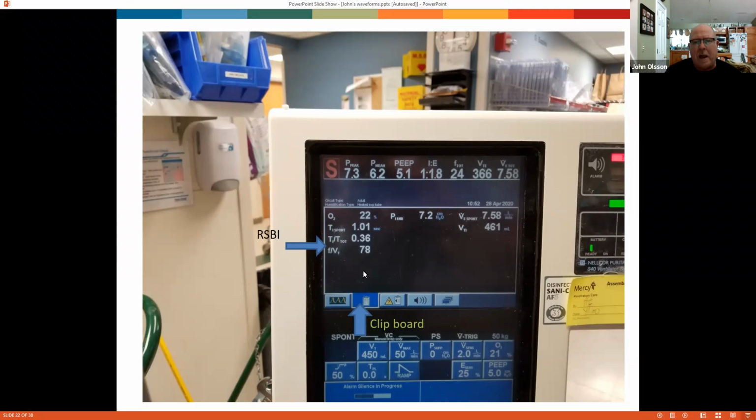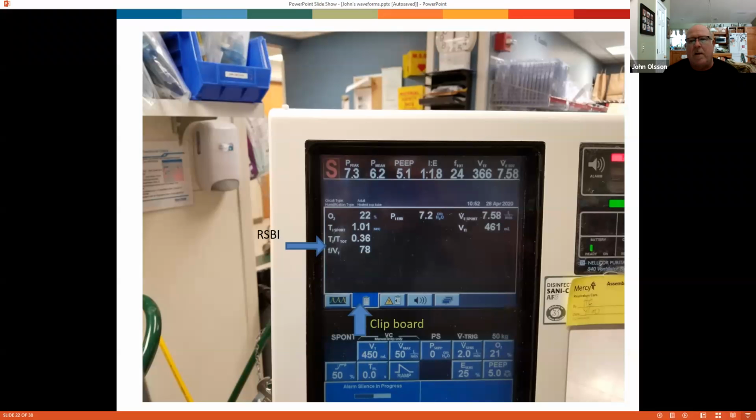And so that's my RSBI right there. That's my rapid shallow breathing index. And so it's 78 for my patient. So they're actually ready to extubate as long as they pass the criteria. They're mentating, their oxygenation's good, their volumes are good, or their minute volume is not too high, stuff like that. They can cough. And then if they pass this part, then they're ready to extubate.